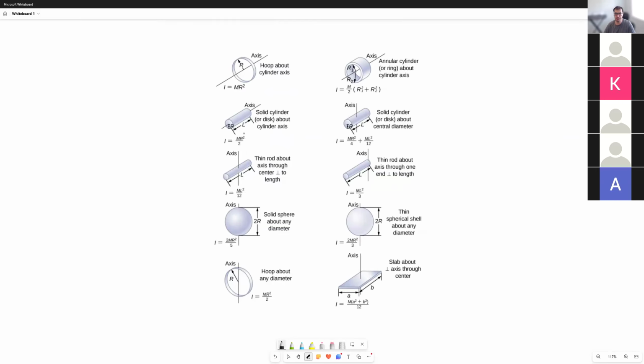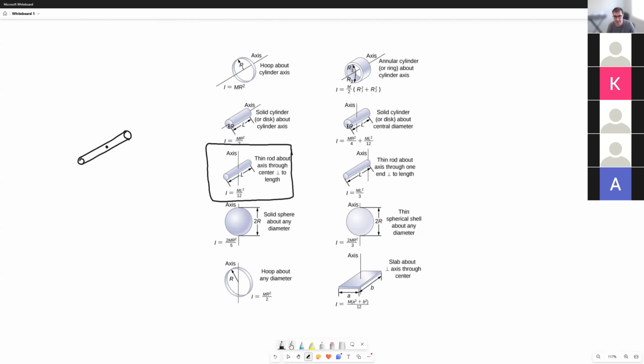Moment of inertia of some objects. So let's say, this is a thin rod about an axis through the center, perpendicular to the length. I'm going to redraw the rod. Okay, this is going to be the rod. Where is the center of mass of it? It's going to be exactly at the center, right?